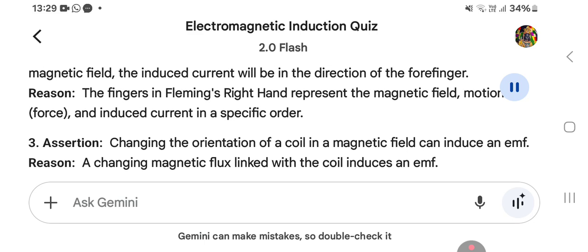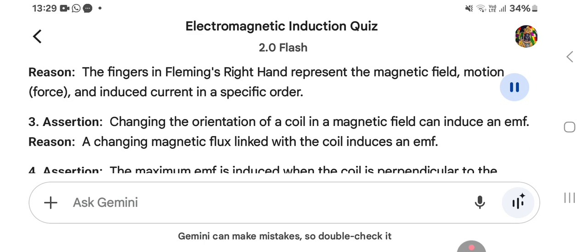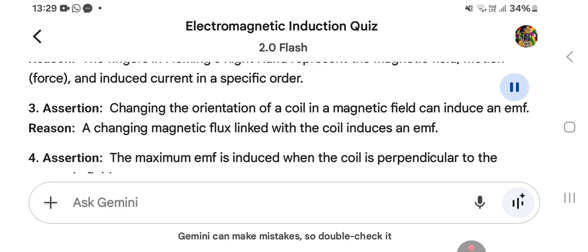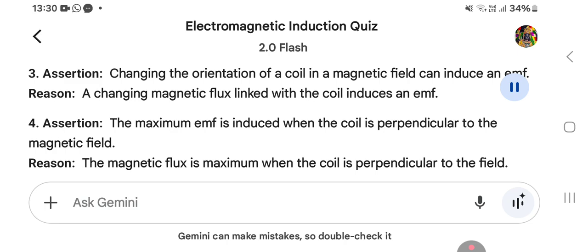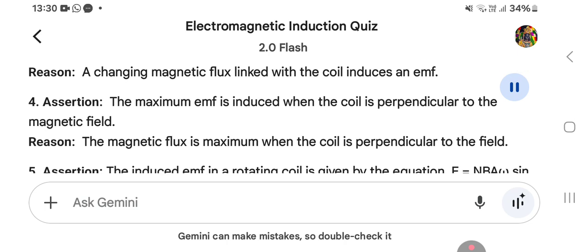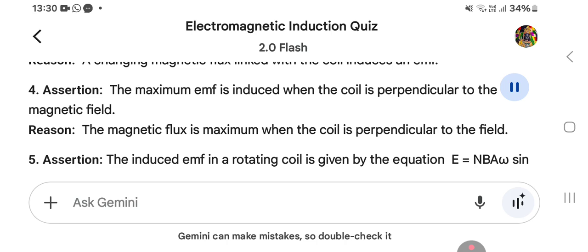3. Assertion: Changing the orientation of a coil in a magnetic field can induce an EMF. Reason: A changing magnetic flux linked with the coil induces an EMF. 4. Assertion: The maximum EMF is induced when the coil is perpendicular to the magnetic field. Reason: The magnetic flux is maximum when the coil is perpendicular to the field.